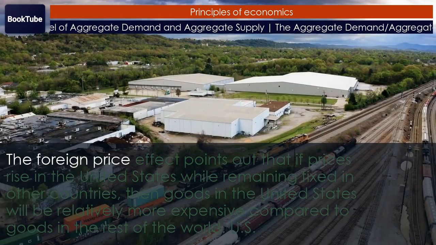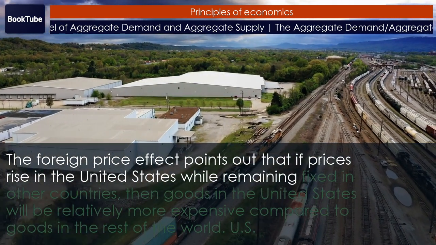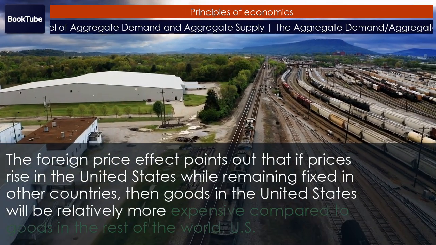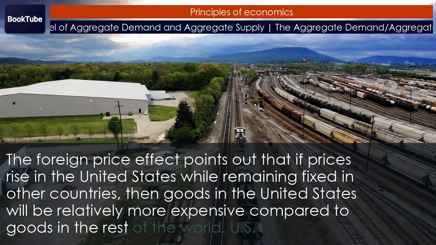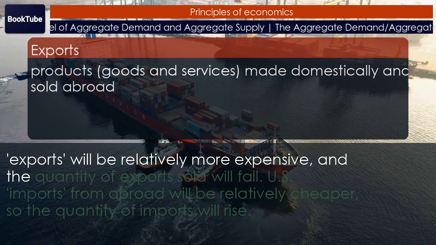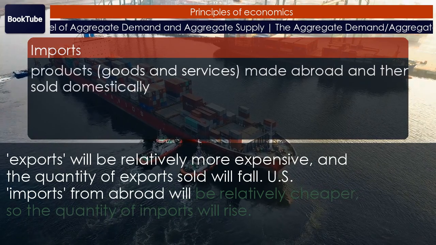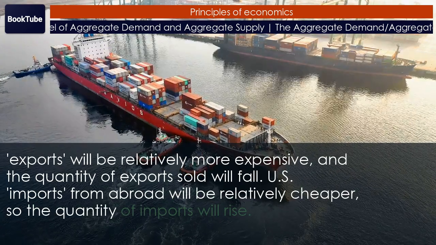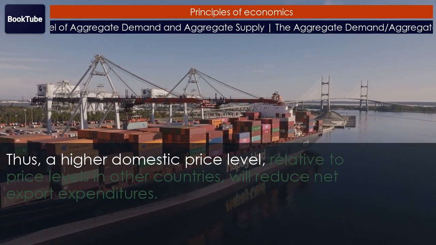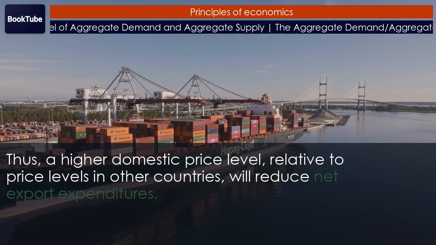The foreign price effect points out that if prices rise in the United States while remaining fixed in other countries, then goods in the United States will be relatively more expensive compared to goods in the rest of the world. U.S. exports will be relatively more expensive, and the quantity of exports sold will fall. U.S. imports from abroad will be relatively cheaper, so the quantity of imports will rise. Thus, a higher domestic price level, relative to price levels in other countries, will reduce net export expenditures.